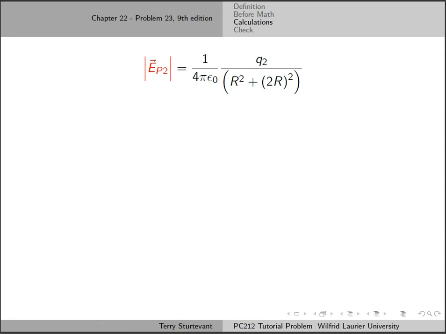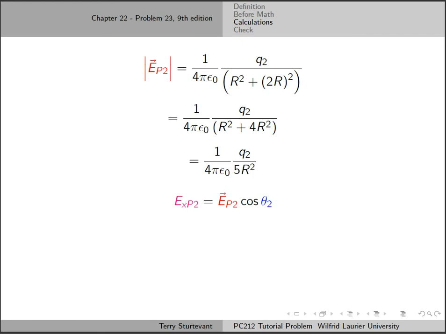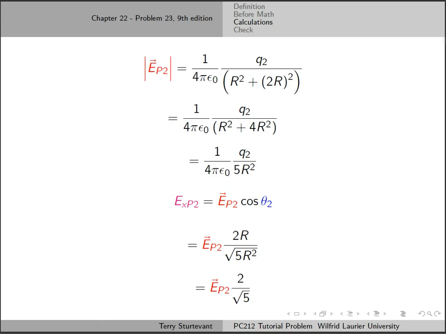So, again, the magnitude of the electric field at P due to charge 2 is given by this. And again, the x component of the field at P due to charge 2 is just the magnitude times the cos of theta 2, which is this.